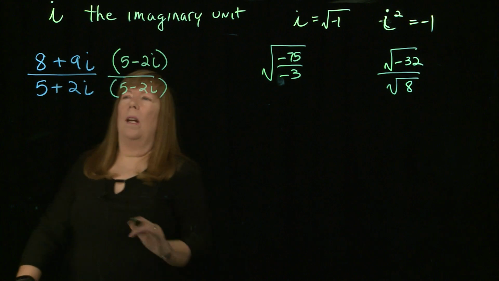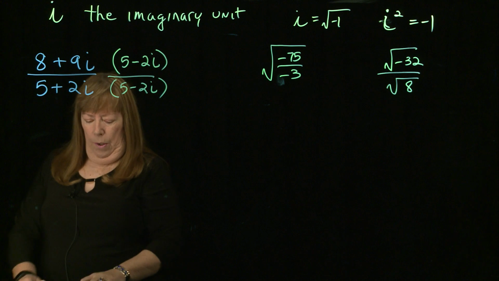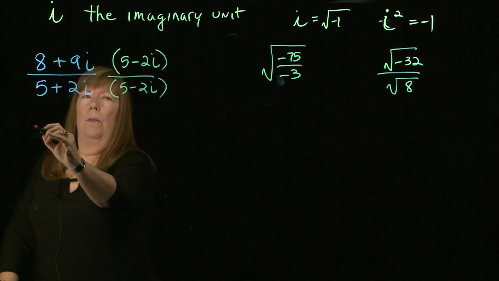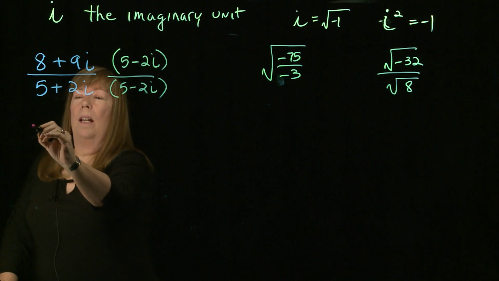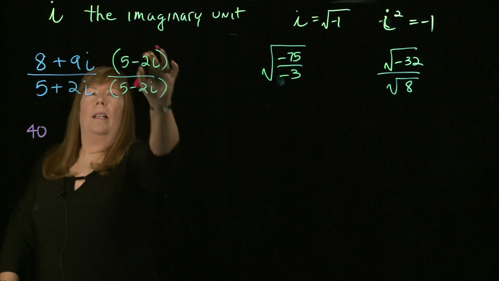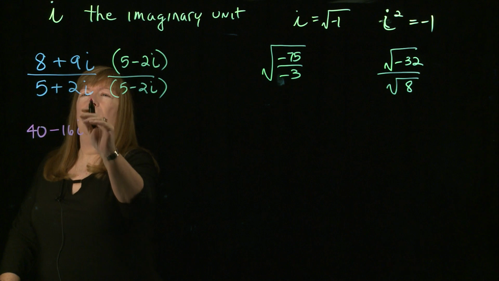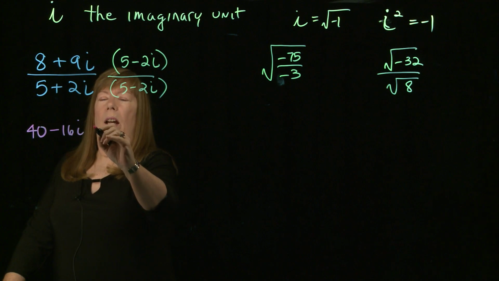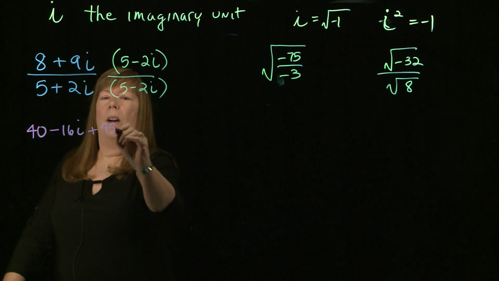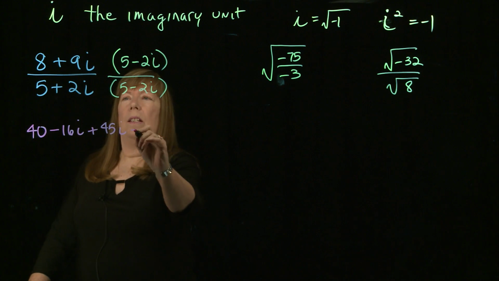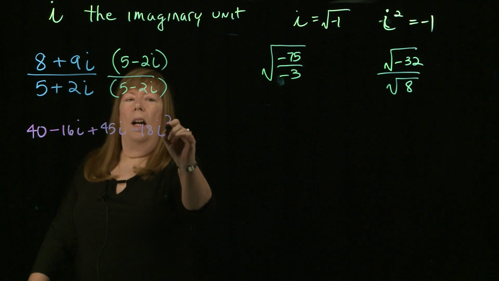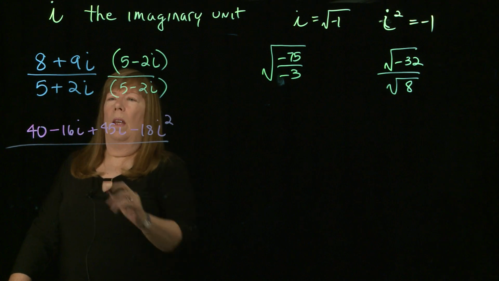Excellent. Okay, so first, I'm working on the top now, 8 times 5 is 40. Outsides, 8 times negative 2i is negative 16i. Insides, 9i times 5 is 45i. And last is negative 18i squared.